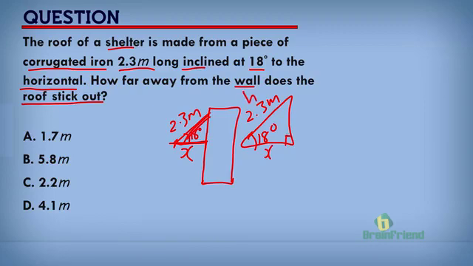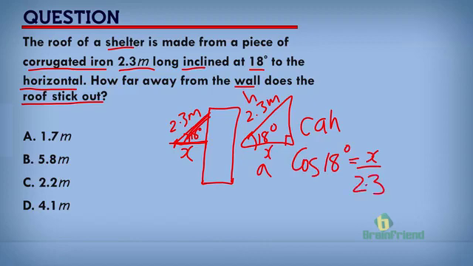That's our hypotenuse, that's our adjacent. So adjacent and hypotenuse are in play. What trig functions do we make use of? Of course, is the cos. So we say cos 18 degrees is what? Adjacent over hypotenuse, x all over 2.3. Cross multiplying, x is simply 2.3 times cos 18 degrees.